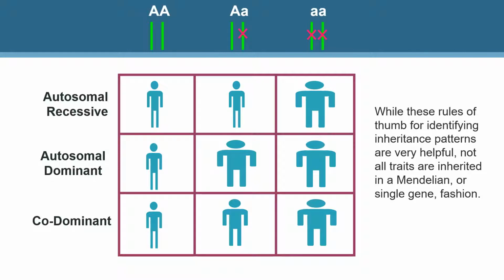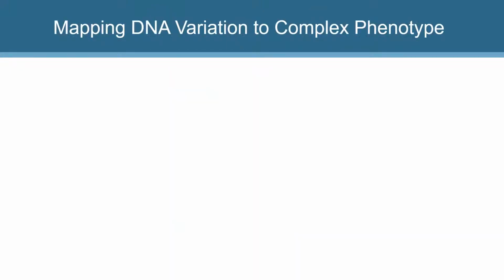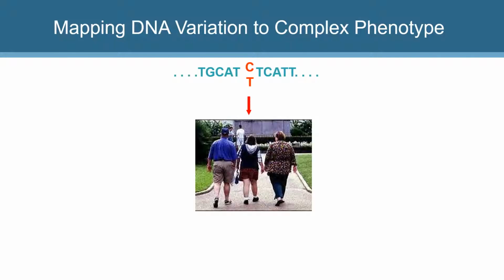Codominant patterns of inheritance exhibit an intermediate phenotype for the heterozygote. It's not an on or off trait as in Mendelian inheritance. And unfortunately, most traits in the human genome exhibit this more complex pattern. Thus, mapping DNA sequence variation to a complex trait like obesity, for example, is exceptionally hard.